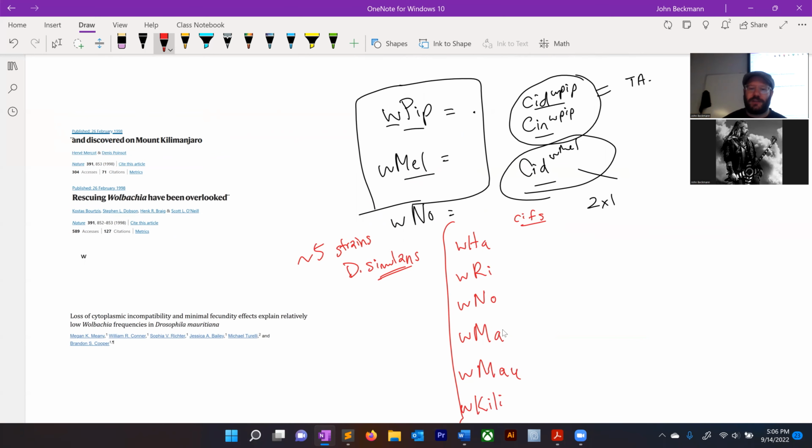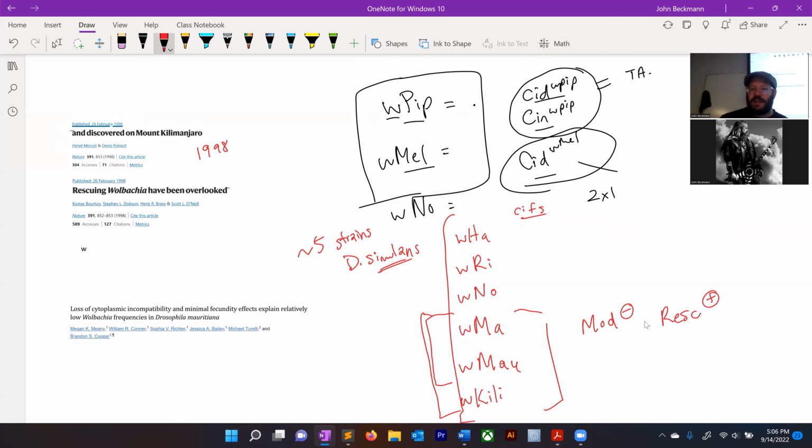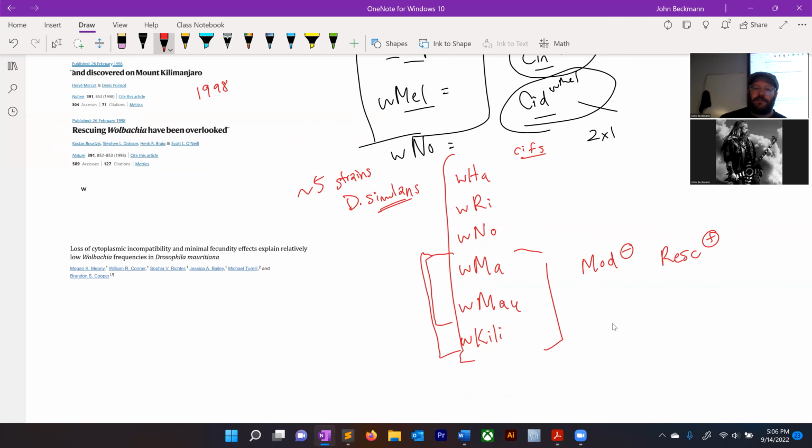To give some contextual history, these strains were particularly important because a while back in 1998, so this is when I was 10 years old, they discovered these interesting Wolbachia that have this interesting phenotype, which is that they are called mod minus rescue plus strains of Wolbachia. And what do you think that means? What's a mod minus rescue plus Wolbachia?